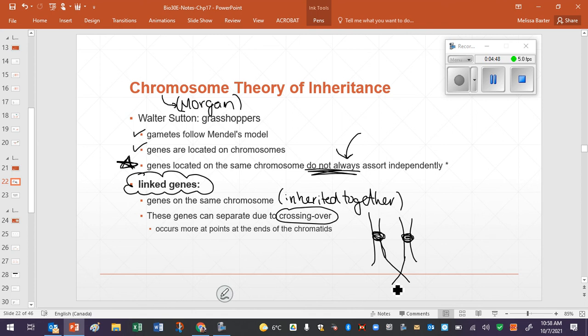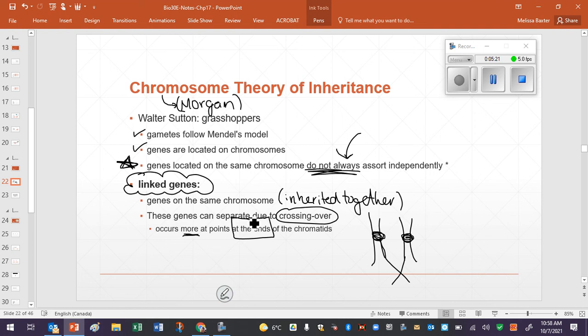And so this is a specific way that genes that are on the same chromosome could end up separating from each other. Crossing over could occur, and the version of the gene on one chromosome and the version on the other could kind of trade spots. It occurs more at points that are at the ends of the chromatids. That makes sense. It's more likely that the crossover happens with the tips of the chromatids rather than where the center of things is.